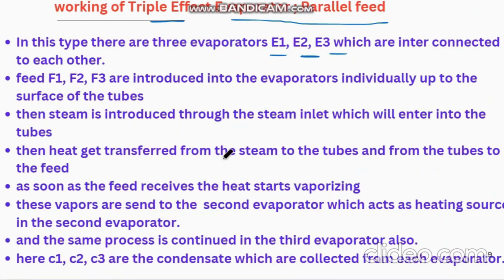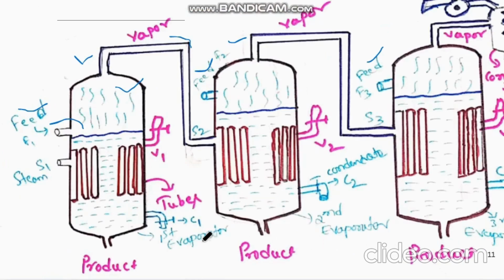Then the heat is transferred from the steam to the tubes, and from the tubes to the feed. As soon as the feed receives the heat, it starts vaporizing. These vapors are sent to the second evaporator, where they act as a heating source, and the same process is continued in the third evaporator also. Here there are some valves, that is C1, C2 and C3. In this diagram you can see C1, C2 and C3. These are the places where the vapors get condensed and are removed from the evaporator.